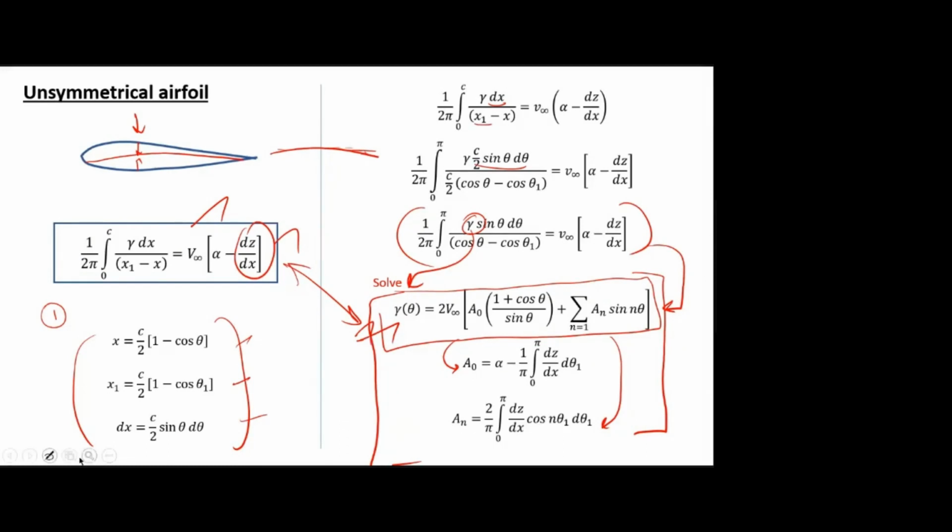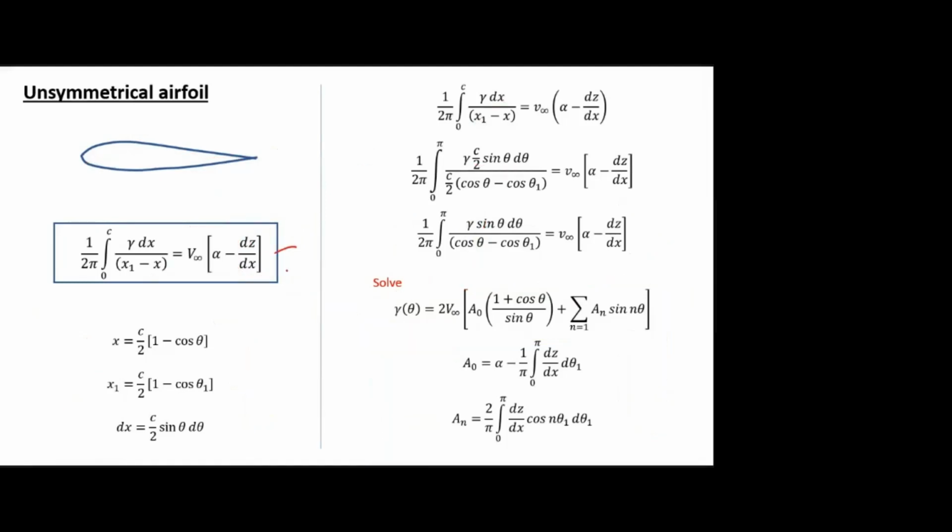So this is clear, right? This page. So fundamental equation, coordinate transformation. This is the final equation. From that we are getting the solution, gamma. Now you can go for capital gamma, lift, etc. and all.